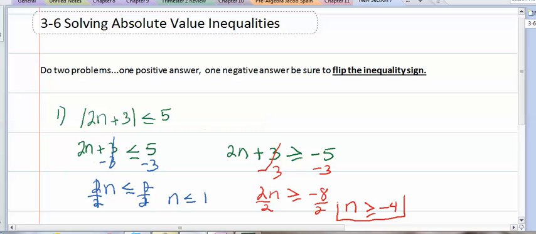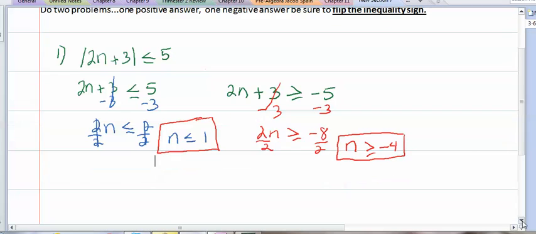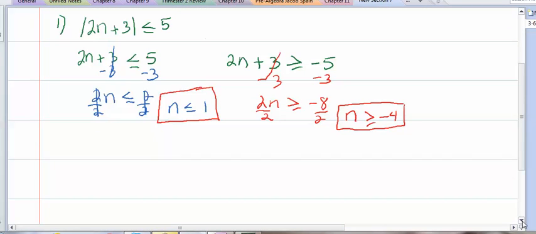So here's my two answer solutions. But now, because we're working with inequalities, we need to graph to find out exactly what answers will go in place of n. The two that I have boxed up there, that is what we're going to graph. So we're going to draw our number line. We're going to put negative 4 over here. Number line goes on forever. Here's our 0. And then we're going to put positive 1 right here.